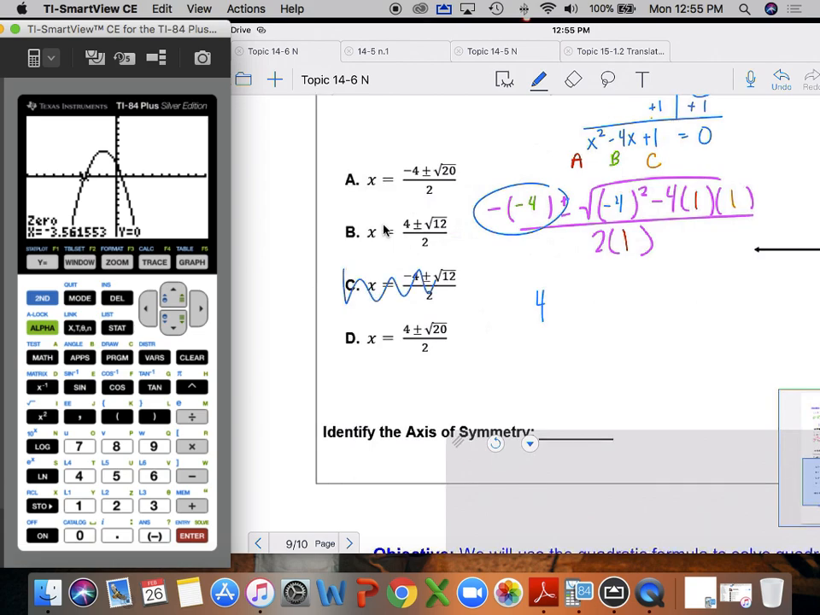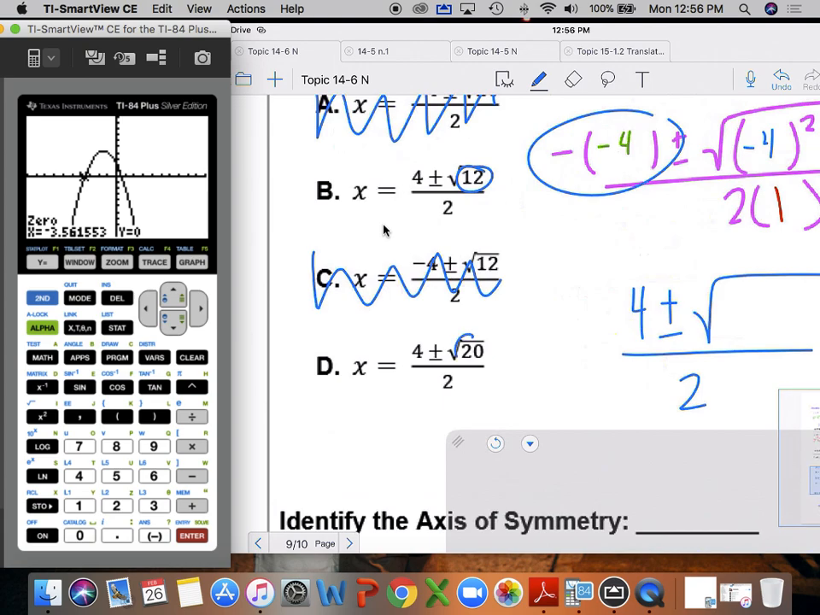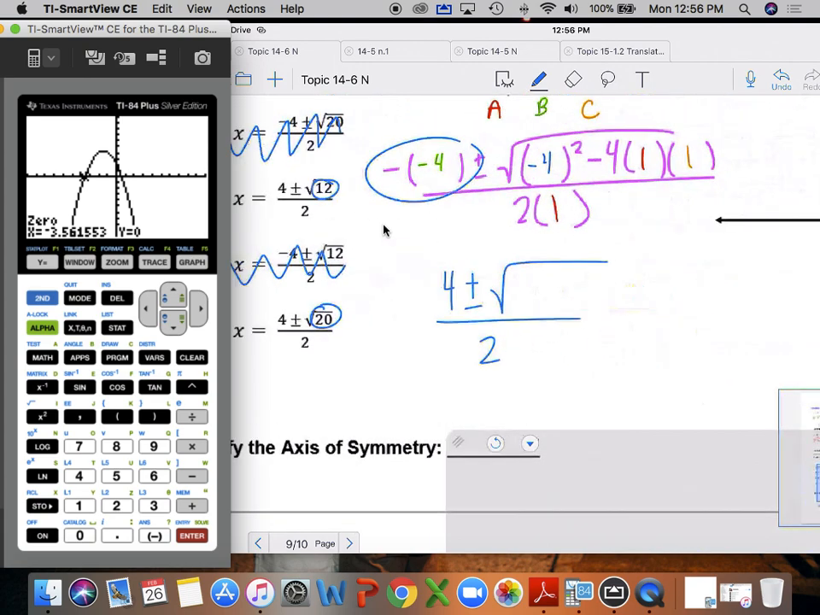I can immediately mark out A and C because minus minus 4 is not a minus 4. Plus or minus the square root on the bottom. 2 times 1 is 2. I can't narrow down B or D because they both have 2. So note one has a 12, one has a 20. So we got to see what's under the square root.